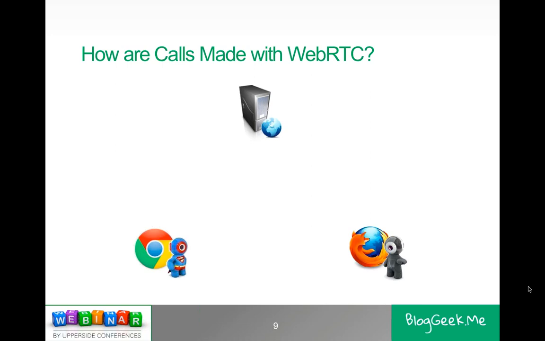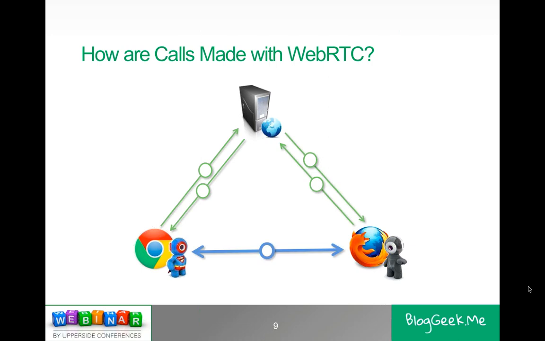So how are calls made exactly in WebRTC? We've got two browsers here and some kind of a web server. The browser sends a message to the server. That message gets sent to the other browser. Let's call it the request message. Then the other browser is going to send a response message back. And at the end of this process, what we will have is media flowing directly between the two browsers.